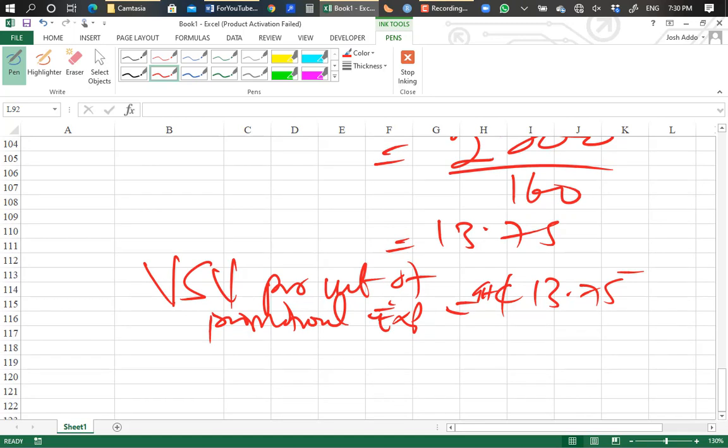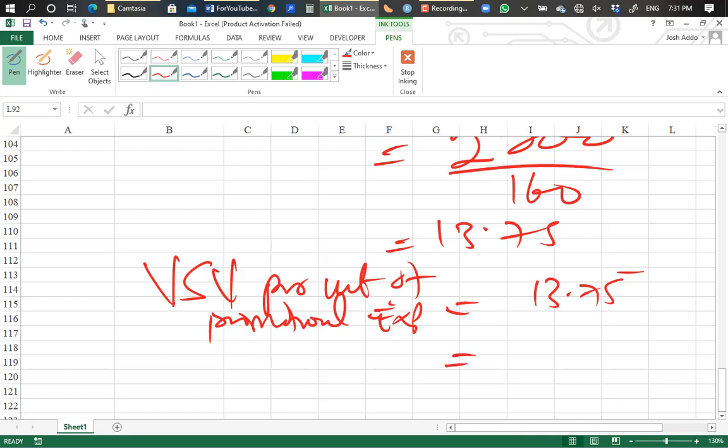This means that every cedi of promotional expenditure that we incur will result in, I don't think this should be cedis, we're talking about sales volume. It will result in 13.75 units of the product being purchased. So we can make it more reasonable. For example, if you are selling books, you cannot have a fraction of a book. Someone cannot come and say, I'm buying one full book plus half of another.